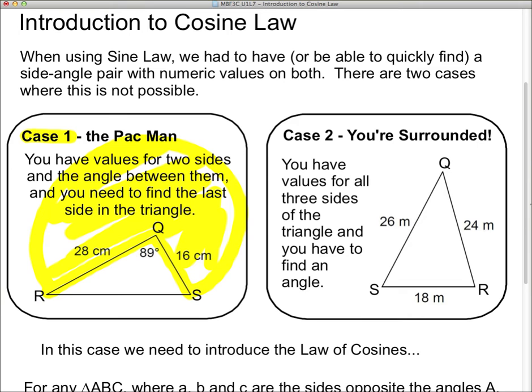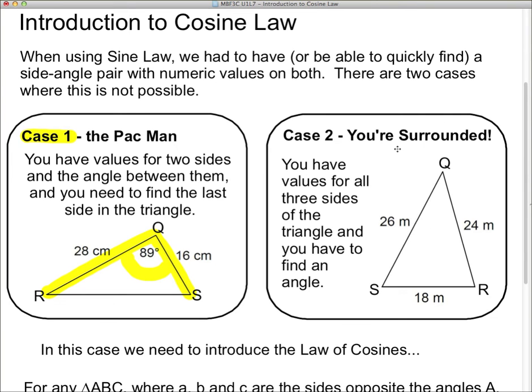To you too? Okay, so the Pac-Man, we've got two sides with the angle between them. There is no angle side pair there. I do not have a side down here across from that angle, and I do not have angles across from either of those two sides. So sine law is useless.